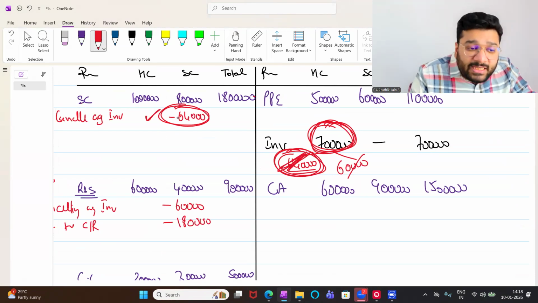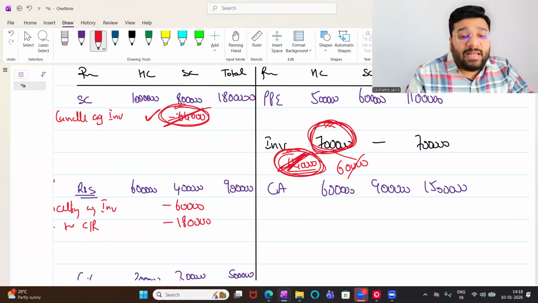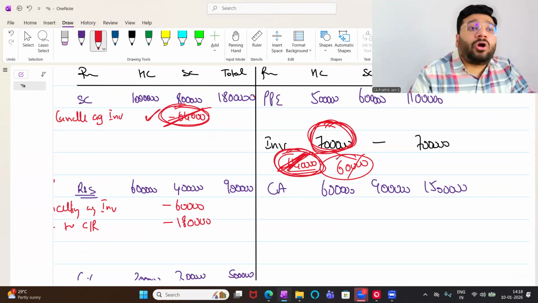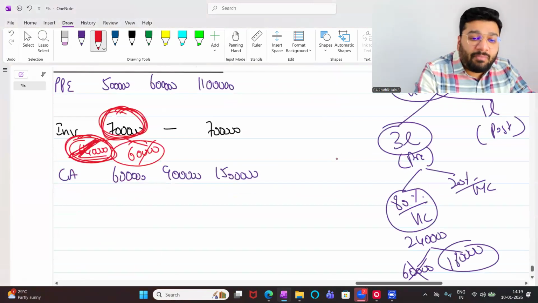640 investment, 640 capital. How much is balance in investment ledger? 60,000. This I should knock off from reserve and surplus. Which reserve and surplus? Pre or post? Pre. Now come back here.